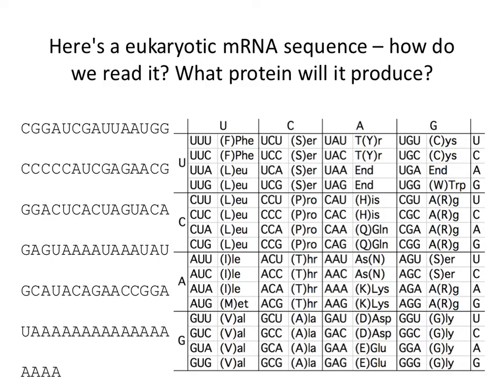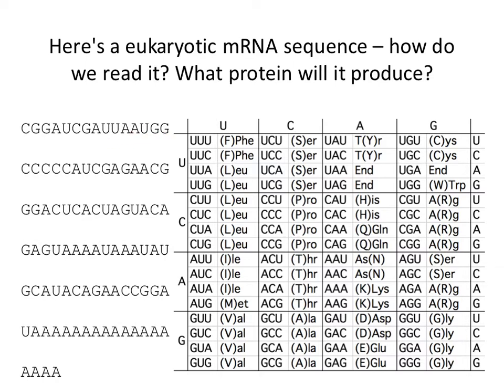So now we're going to see how transcripts are read and turned into proteins. One of the things that I asked was, here's a messenger RNA sequence. What's the protein that it encodes? If you were a ribosome, which you have lots of, how would you read this transcript that's on the left? So, a eukaryotic mRNA sequence. What's the protein that's encoded by this transcript? CGG, AUC, GAU, etc.